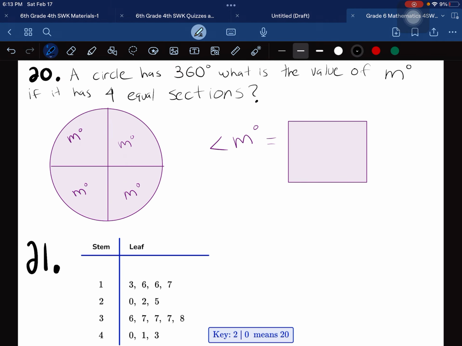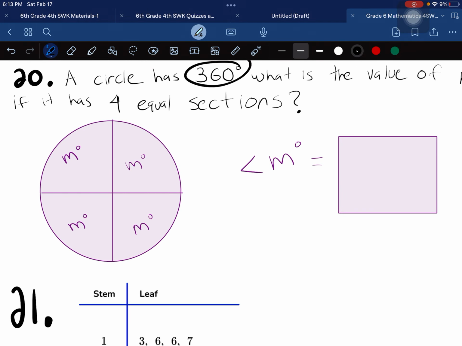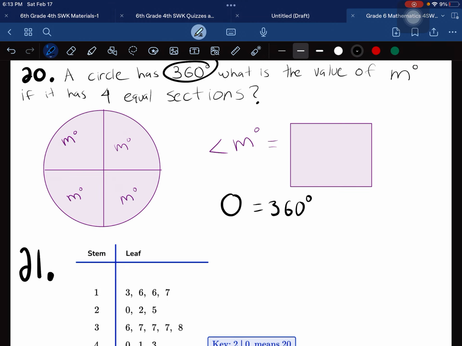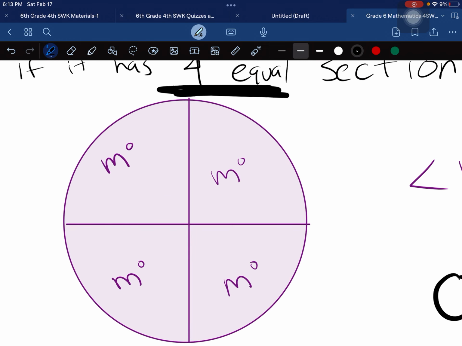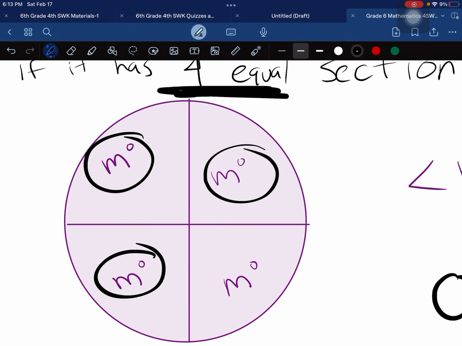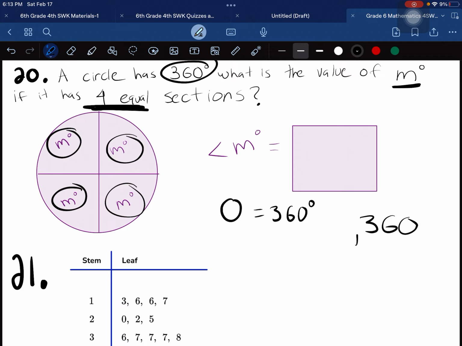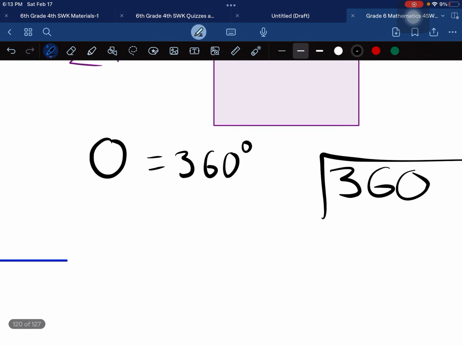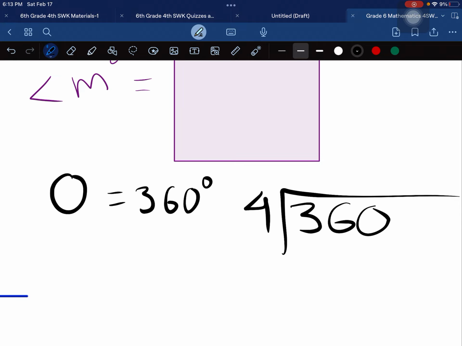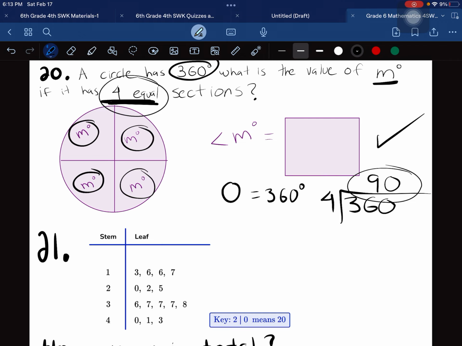Number 20. A circle has 360 degrees. Chicos, a circle will always be 360 degrees. Always. So what is the value of M if it has 4 equal sections? So, if it had 4 equal sections, that means, what are we going to do with 360? We are going to divide it by 4. When you do that, you get 90. Simple as that.